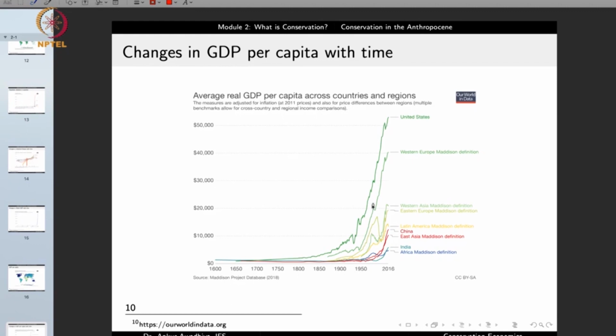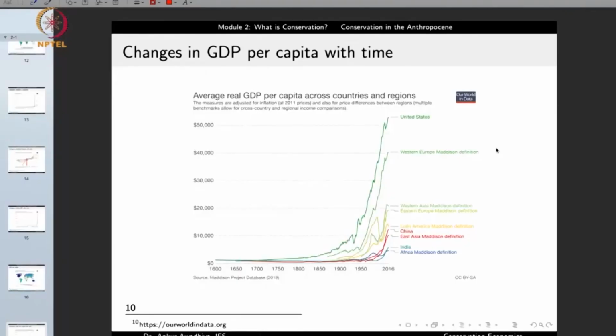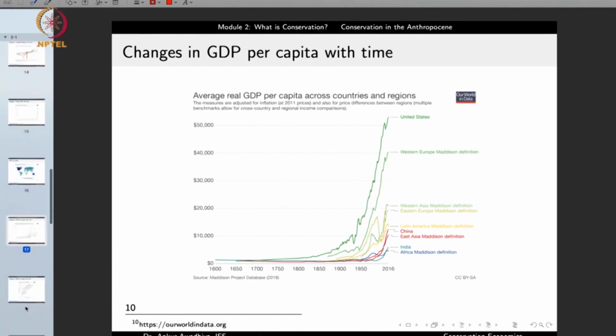And this rate of increase has also been increasing with time. Now, what that means is that not only is the affluence increasing, but the rate of increase has also been increasing, which means that in a very short period of time, we will reach very unsustainable levels of affluence. If nothing is done to stop the impact, then probably it may lead to drastic consequences.